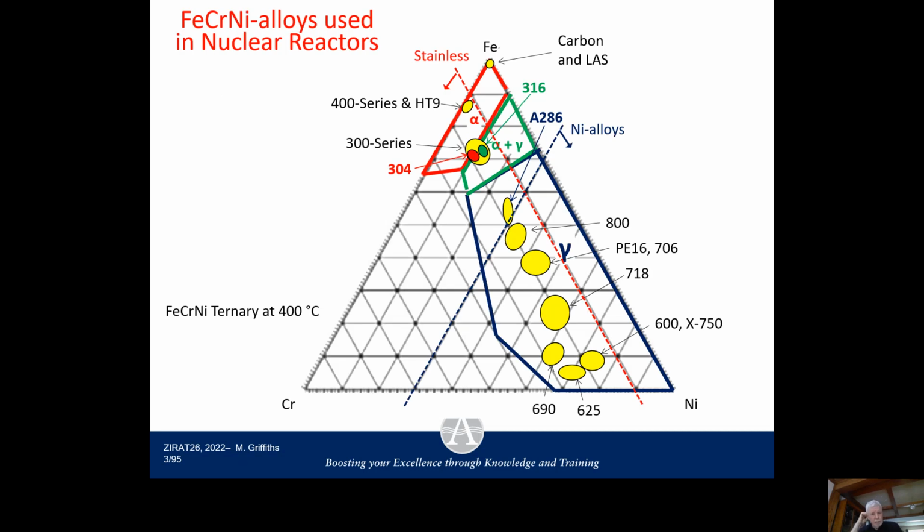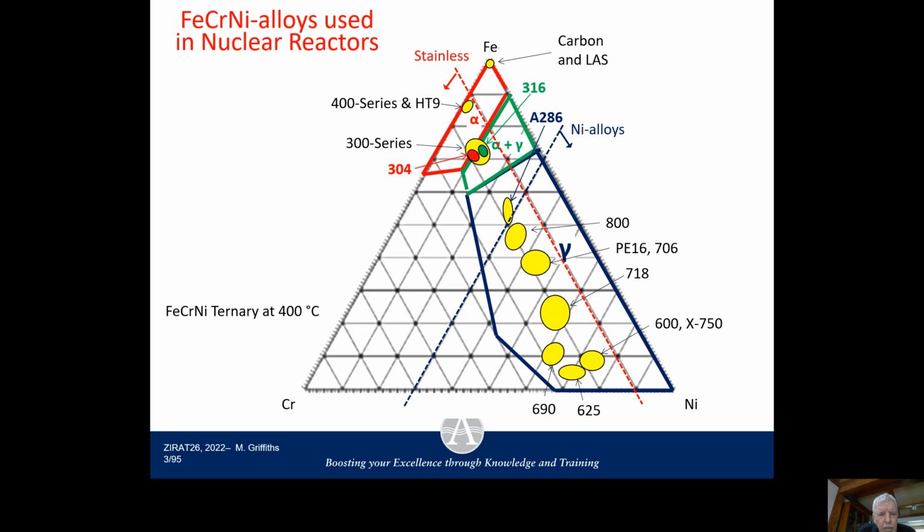Here is a section through the ternary phase diagram, the iron, chrome, nickel section. And as you can probably see, what I've done here is I've identified some important alloys that are used in nuclear reactors. In particular, the nickel alloys here in this phase field, in the gamma austenite phase.